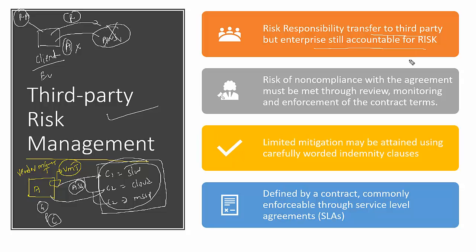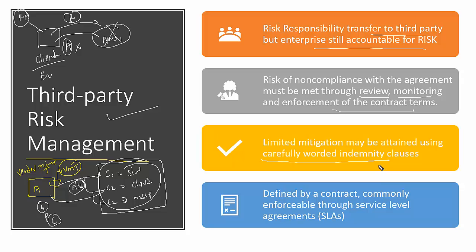The risk of non-compliance with the agreement must be met through a review, monitoring and enforcement of the contract terms. Do not assume anything. Make sure you document everything. Limited mitigation may be attained using a carefully worded indemnity clause, because that is how you can transfer the risk.